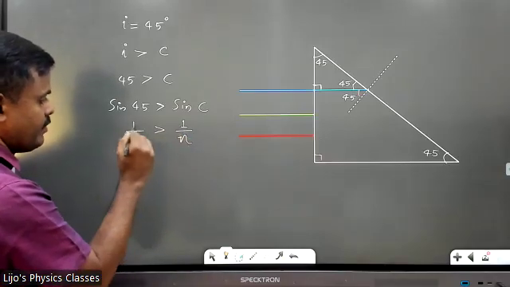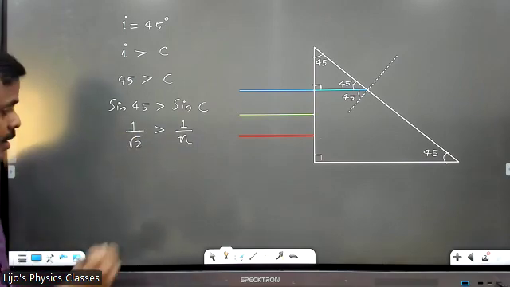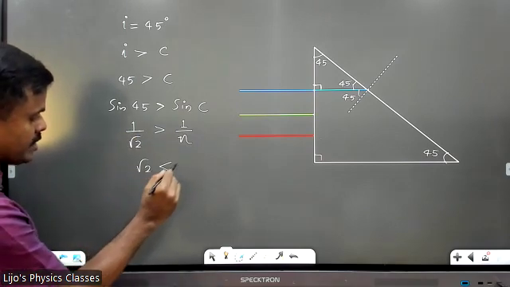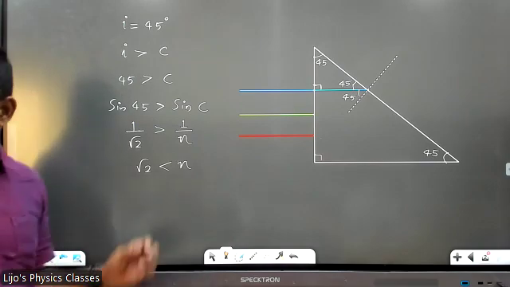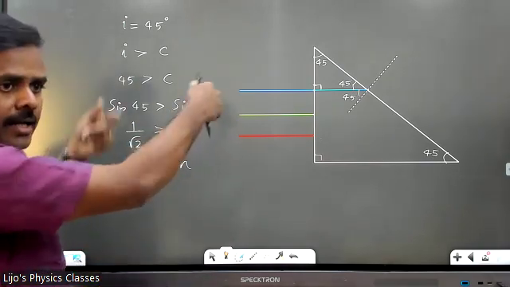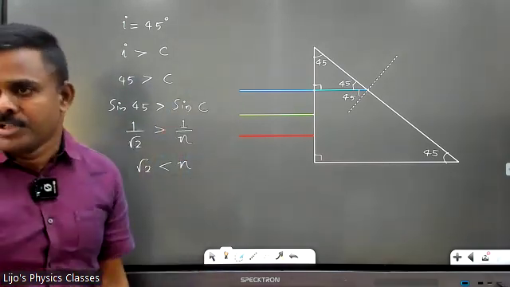We learned it the other day, if you remember. Okay. So, root 2 is less than n, because when you take the reciprocal, the inequality symbol must be reversed.